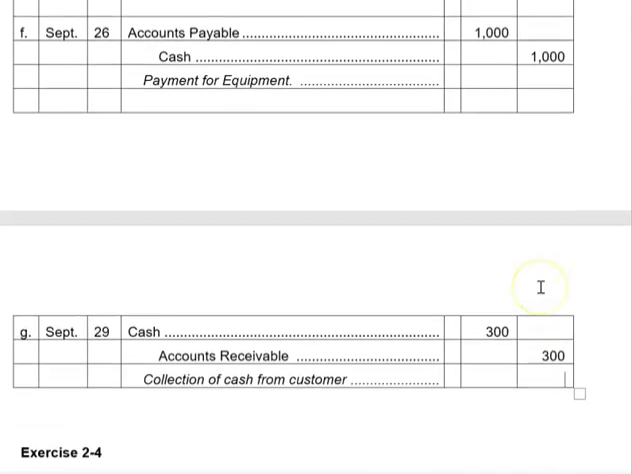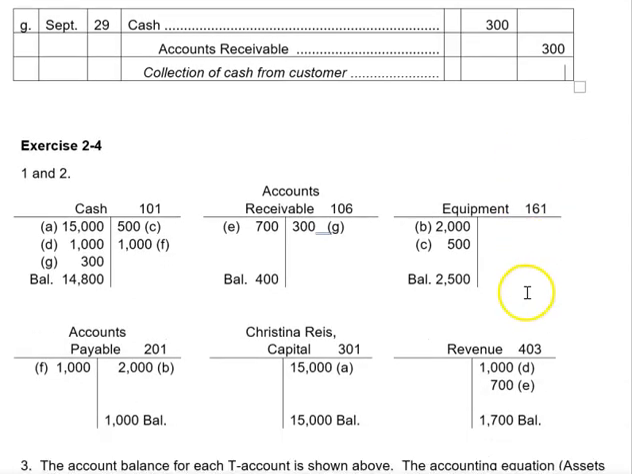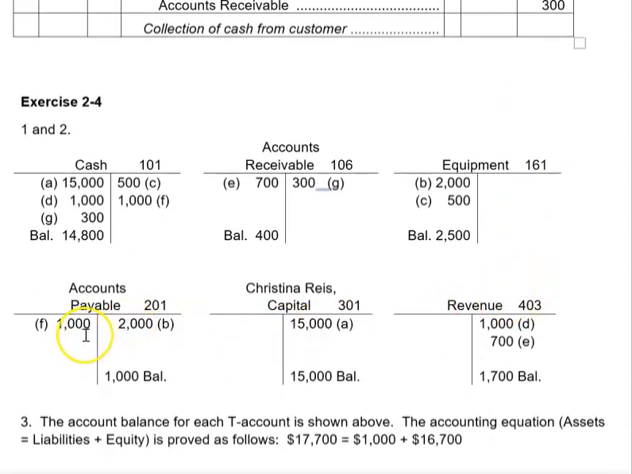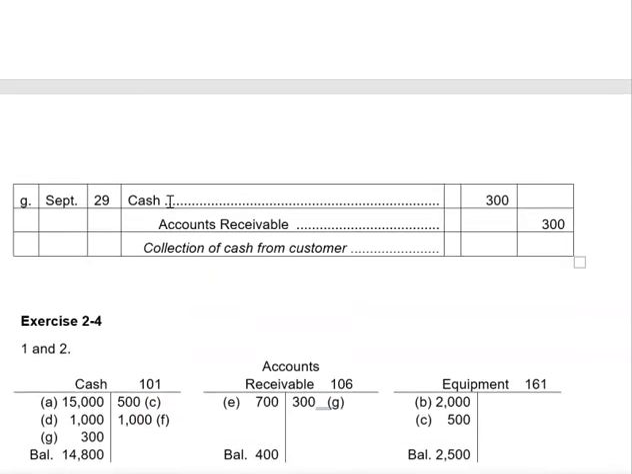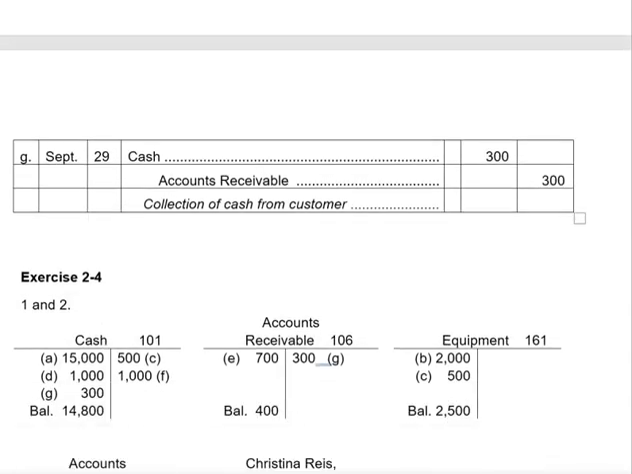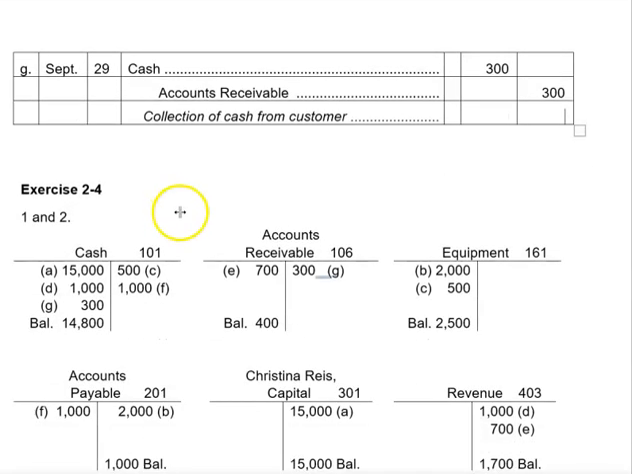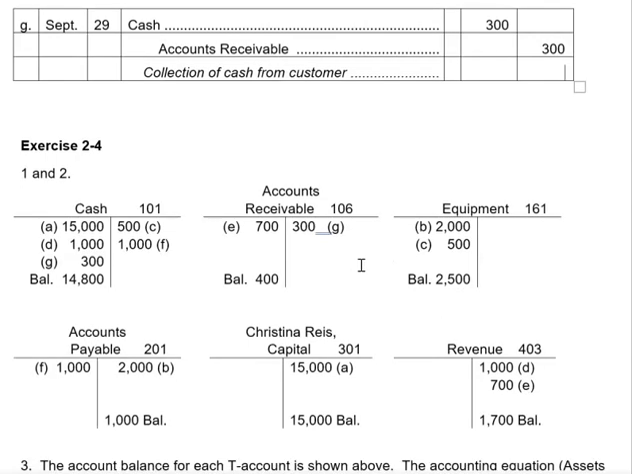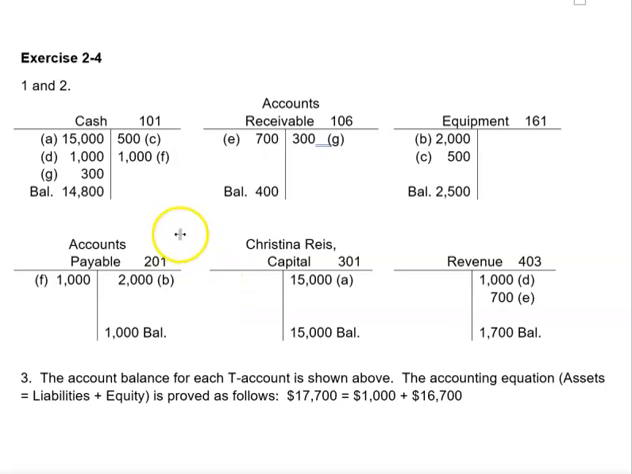We've got F, accounts payable and cash. Accounts payable is being reduced by the 1,000 because we're giving them cash of 1,000. And then G, we've got cash and accounts receivable. G, we're increasing cash by 300 and accounts receivable is being reduced by 300. Okay, so now we've got them all posted. So now what we need to do, oh, and of course the first one, I think I went over that one already. Anyway, we need to come up with our balances.